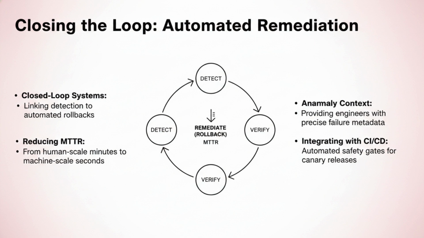The ultimate goal of automated anomaly detection is automated remediation. When a high-confidence anomaly is detected in an SLI, such as a sudden surge in 500x error rates following a canary deployment, the system should be able to trigger a rollback automatically. By integrating our detection pipeline with CI/CD tools and infrastructure as code platforms, we create a closed-loop system. This reduces the mean time to recovery from minutes or hours to mere seconds. While not every anomaly can be fixed automatically, providing engineers with the specific anomaly context, such as which specific container or region is failing, massively accelerates the manual investigation process.